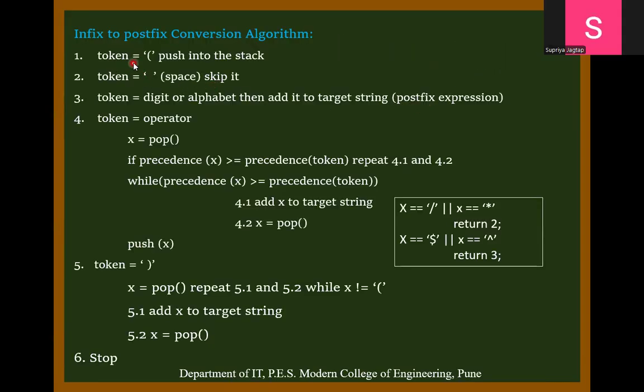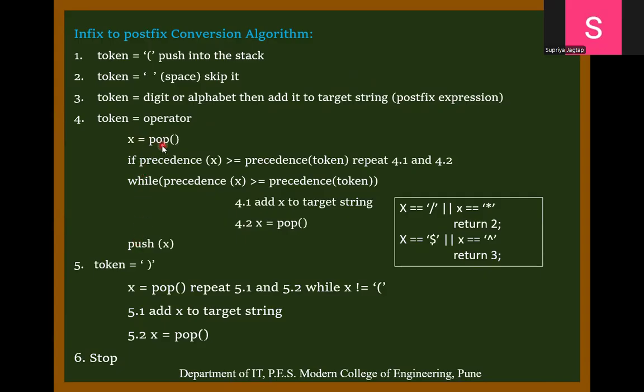Whenever we come across an opening parenthesis, we have to push it into the stack. Whenever we come across a blank space, we have to ignore it. Third possibility, either a digit or an alphabet. So we have to add that character into the target string or postfix expression. And the fourth possibility is an operator. So whenever we come across any operator, we have to perform this task.